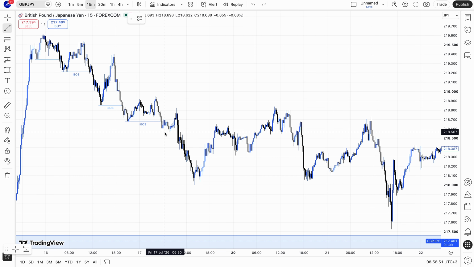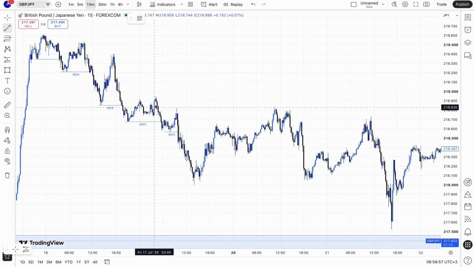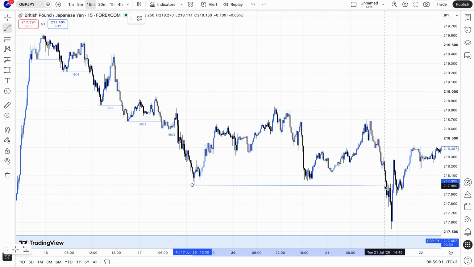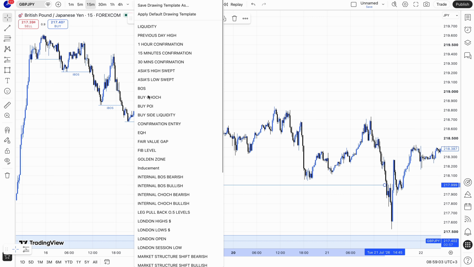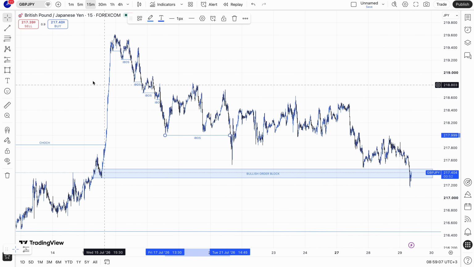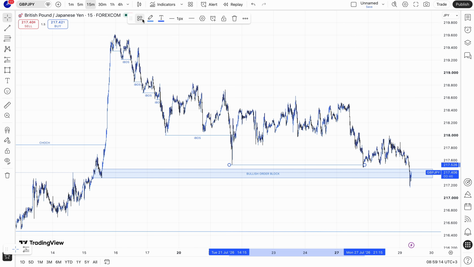Break of structure to the downside, a break of structure to the downside. And then we had a sweep which was here, then the price continued to the downside, right? Then from here we had our continuation, break of structure to the downside.